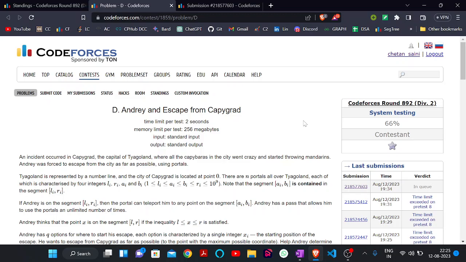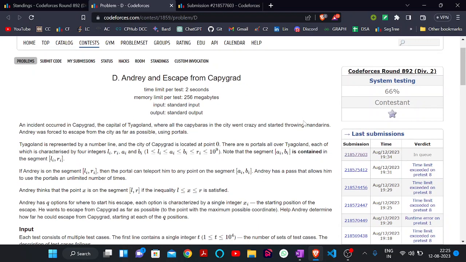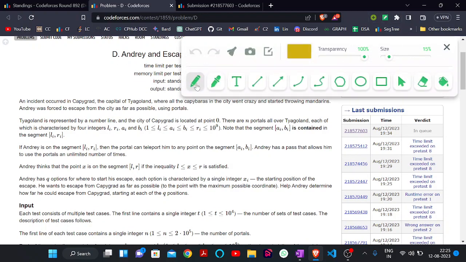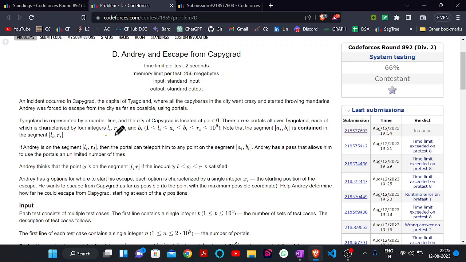Today we are here to discuss problem D of a recent contest of Codeforces. In this question, first of all, we will be given four integers. There are some segments, so Li, Ri, Ai, Bi represents a segment. This is Li, this is Ri, this is Ai, and this is Bi.